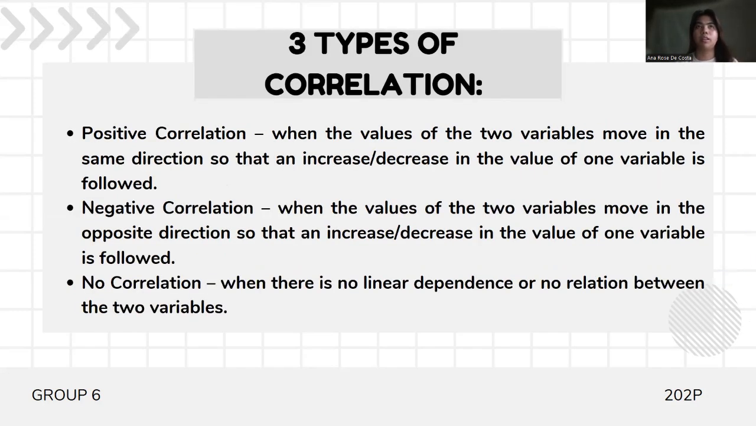There are three types of correlation. The positive correlation is when the values of the two variables move in the same direction, so that an increase or decrease in the value of one variable is followed by the same in the other. Negative correlation is when the values of two variables move in the opposite direction, so that an increase or decrease in the value of one variable is followed by the opposite in the other. And no correlation is when there is no linear dependence or no relationship between the two variables.